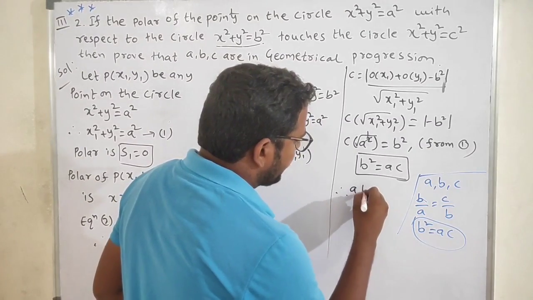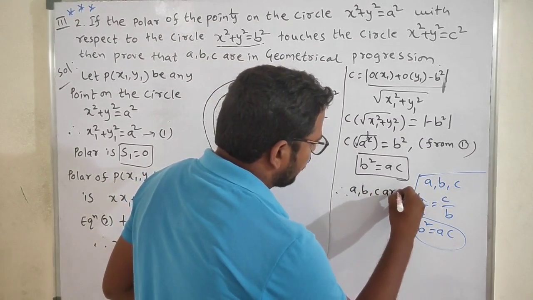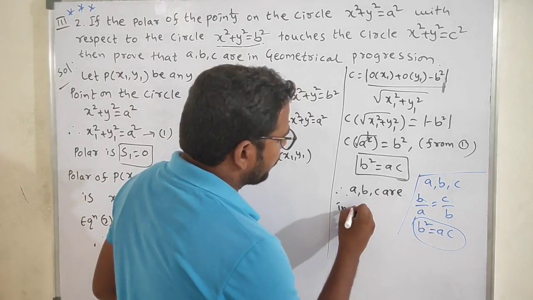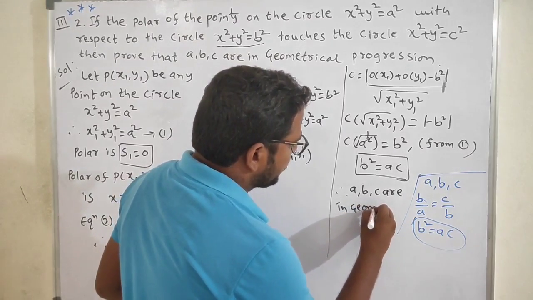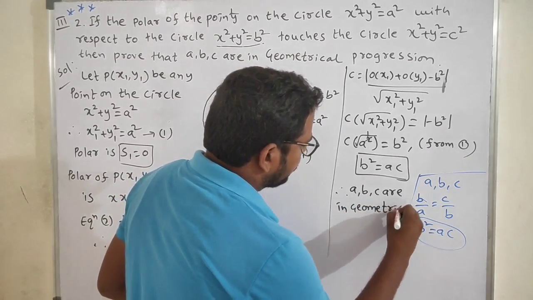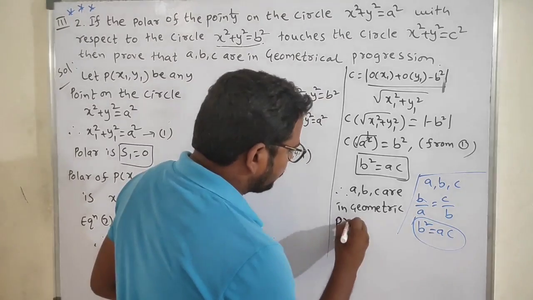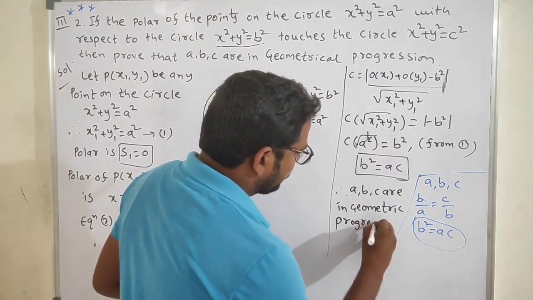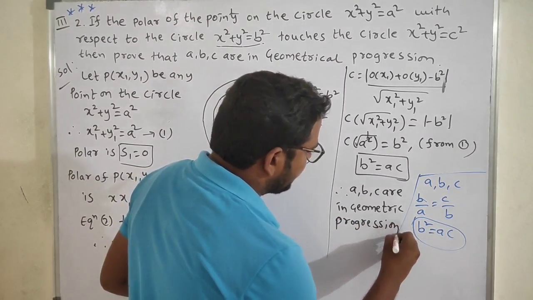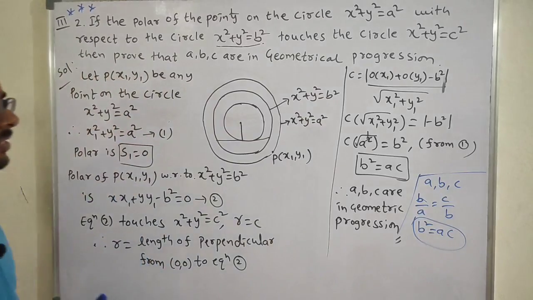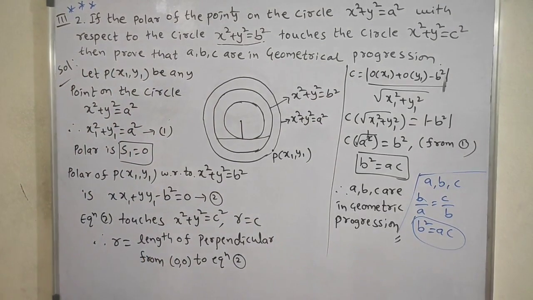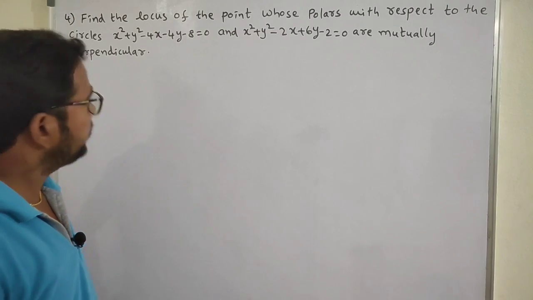A, B, C are in geometric progression. This is the solution of second question. Very, very important. Now fourth question.